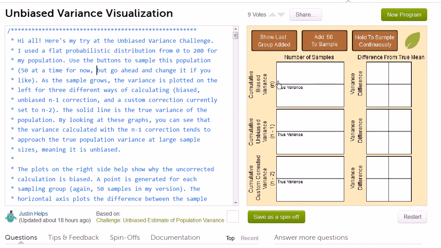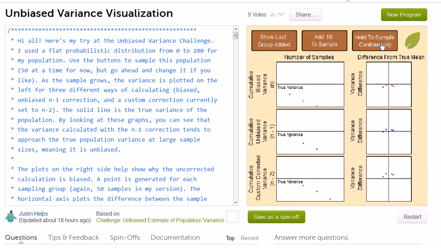Then we start sampling from that population. We're going to use samples of size 50. And what we do is, for each of those samples, we calculate the variance based on dividing by n. We calculate the sample variance based on dividing by n-1, and n-2. And as we keep having more and more samples, we take the mean of the variances calculated in different ways, and we figure out what those means converge to. So that's a sample. Here's another sample.